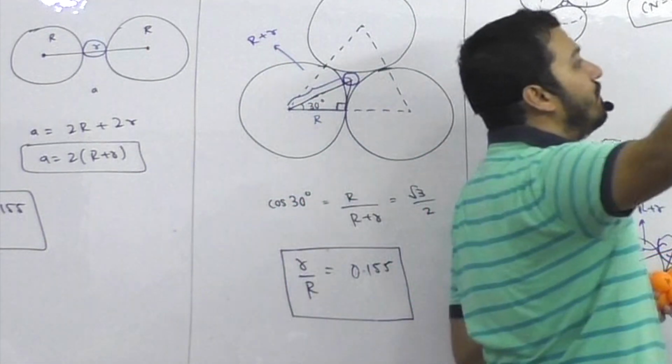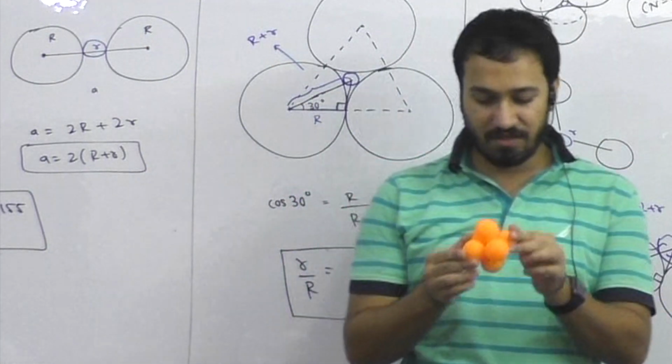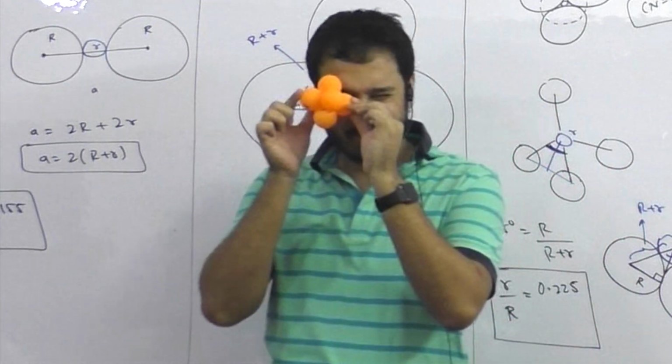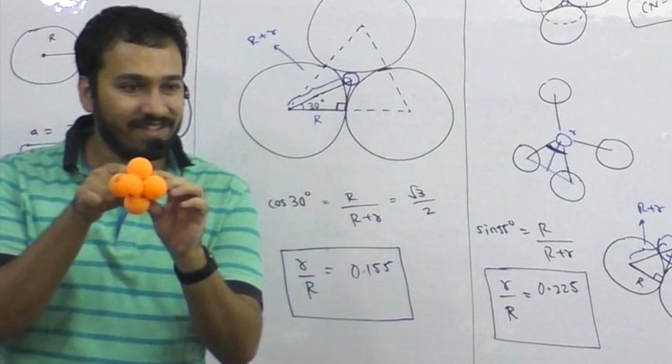This octahedral void you can view through both the layers, right? So see. Yes, you can see through this. This is the octahedral void.